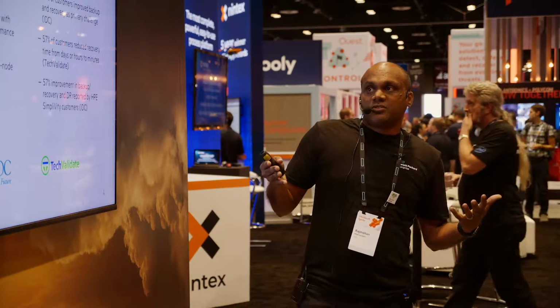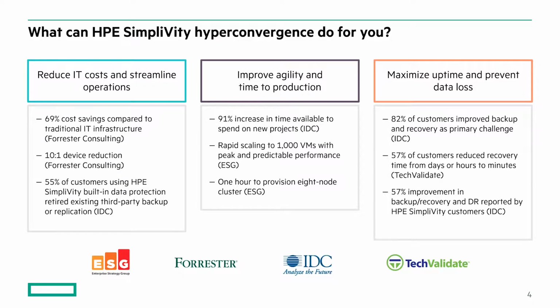Now, let's not just believe what I say, since I work for HPE. Let's hear what the industry analysts are saying about HPE SimpliVity capabilities. Forrester Consulting is saying about 69% savings over your traditional infrastructure using HPE SimpliVity, and also about 30% savings over public cloud by deploying the hyperconverged SimpliVity platform. And since it has server, storage, backup, and WAN optimizer, everything compressed in one 2U system, you will have a 10:1 reduction in your infrastructure as well.